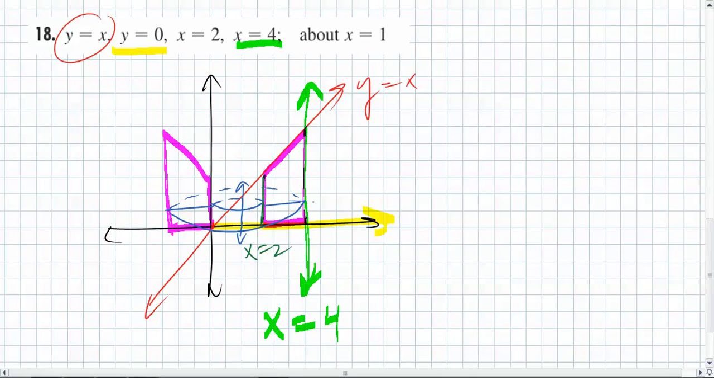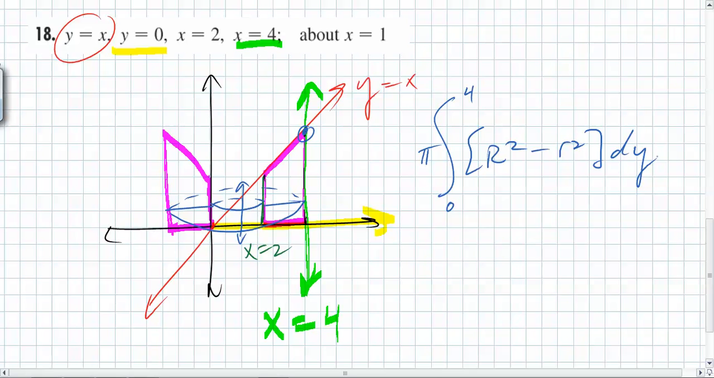So what is this going to be with respect to x or y? Y. It's perpendicular to the y-axis, so it's going to be with respect to y. What's the lowest y can be? It goes from 0 all the way up to what? What's this point right there? It goes to 4, and there's a pi outside, and it's big R squared minus little r squared dy.